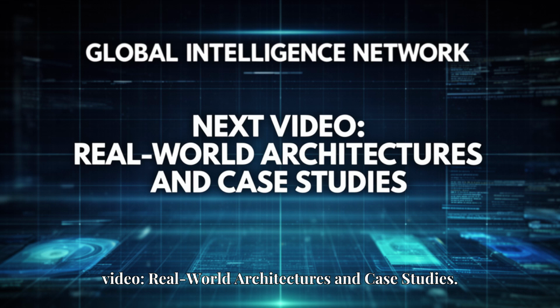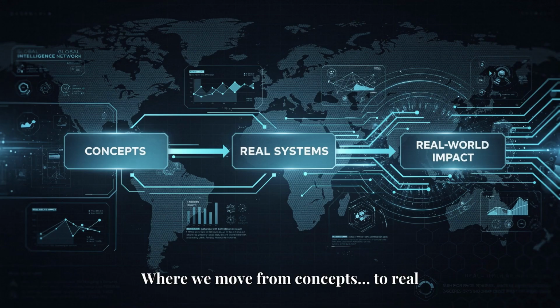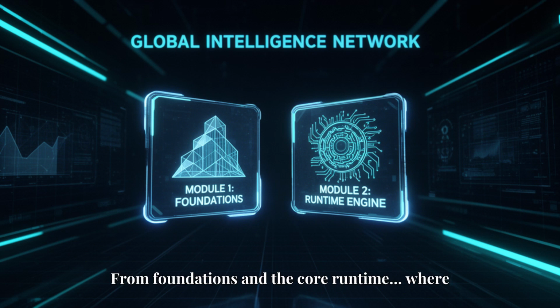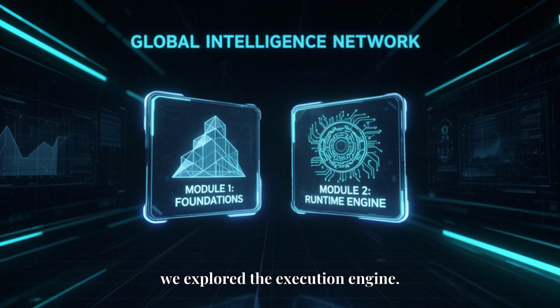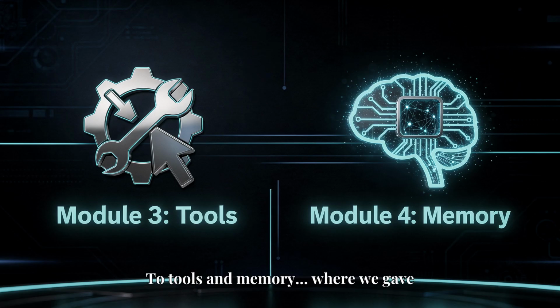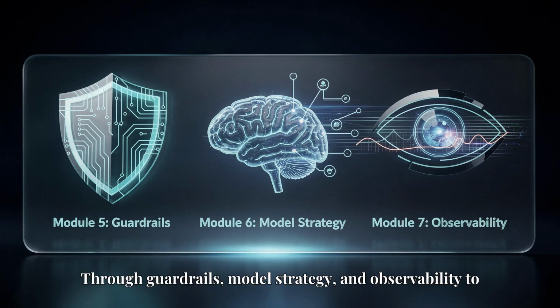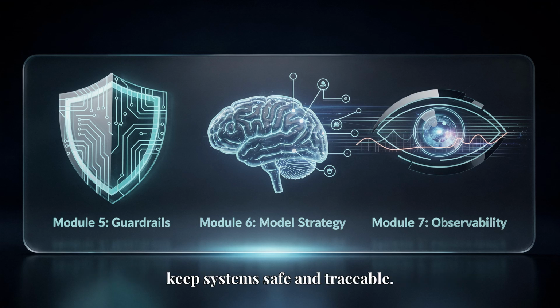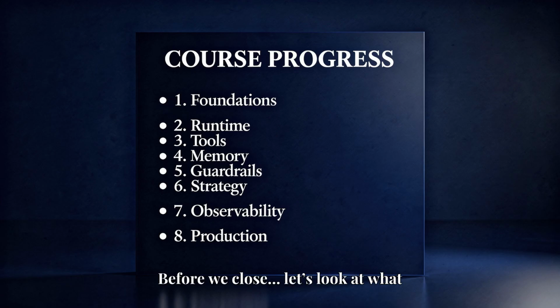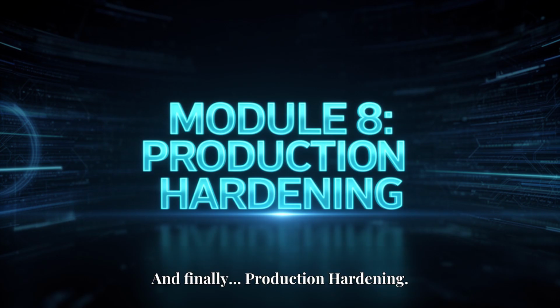Real-world architectures and case studies, where we move from concepts to real systems, from theory to impact, from foundations and the core runtime, where we explored the execution engine, to tools and memory, where we gave agents the ability to act and remember, through guardrails, model strategy, and observability to keep systems safe and traceable. Before we close, let's look at what we have built across these 8 modules. And finally, production hardening, making AI reliable under pressure.